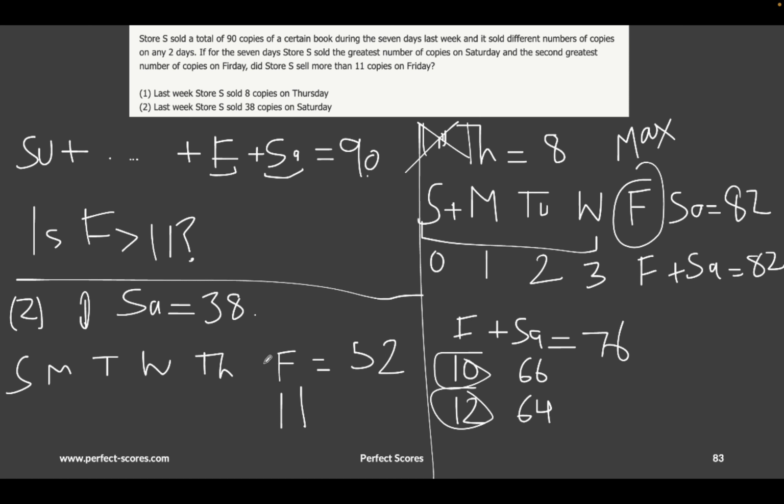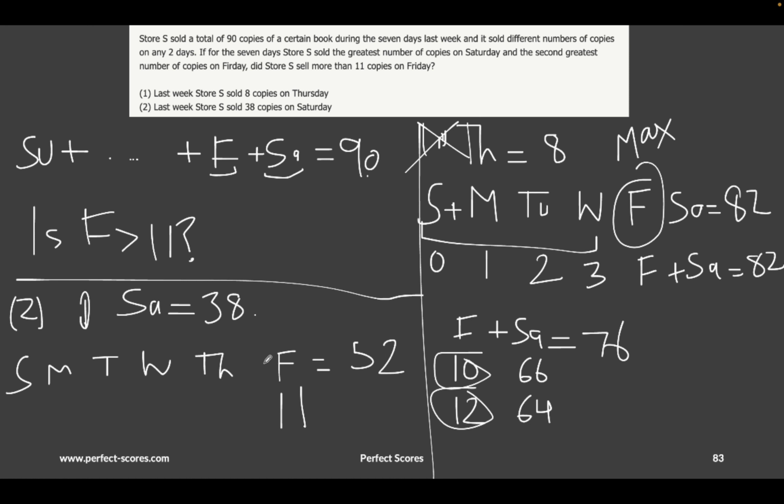But if you make this 11, then what is the maximum you can make Thursday to be? Well, that has to be 10 because you're selling books and they have to be different numbers. This has to be 9, this has to be 8, this has to be 7, and this has to be 6. This is the maximum that it can be.